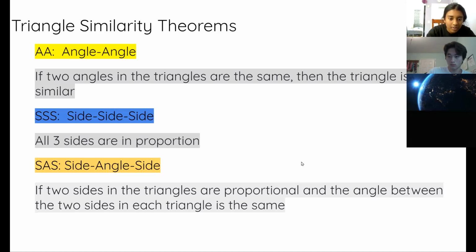And then side-angle-side. This is another similarity theorem, but it is not the same as the side-angle-side that we talked about before. If two sides in a triangle are proportional and the angle between the two sides in the triangle is the same.